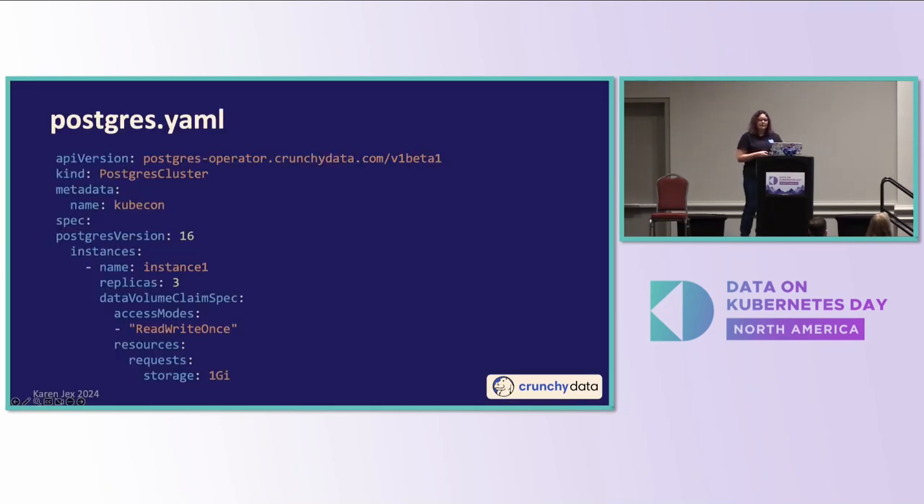There are sample manifests in the repo, so you can just edit the sample postgres.yaml file that's made available for you to define what you want your cluster to look like. So this is the very simplest manifest. Obviously, you can add in all sorts of things to configure your cluster. But this one creates us a Postgres cluster that I've called KubeCon, using Postgres 16, with three replicas, and using the default storage class and requesting a 1 GB volume.